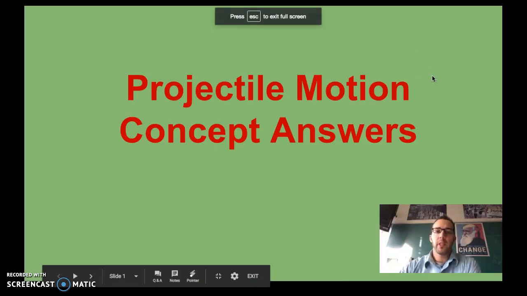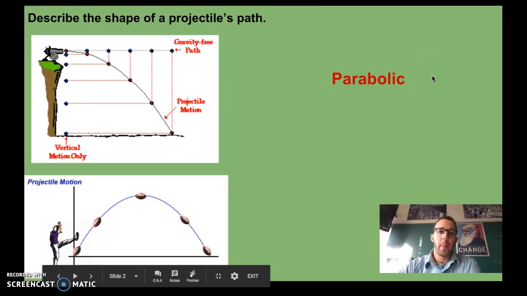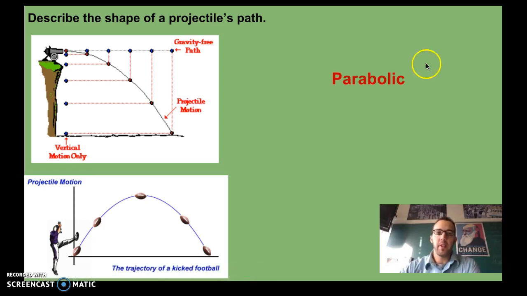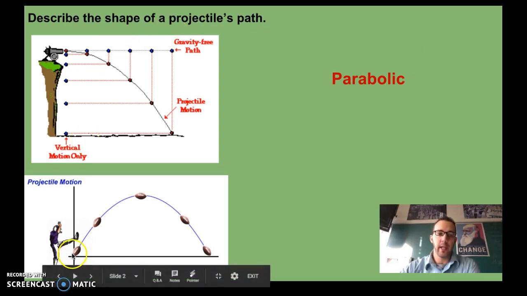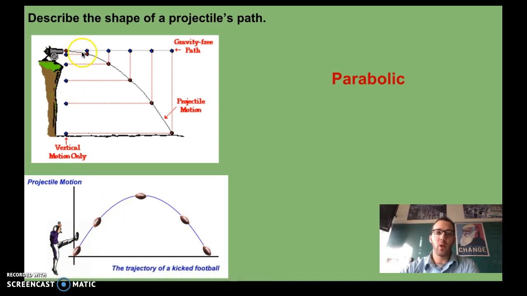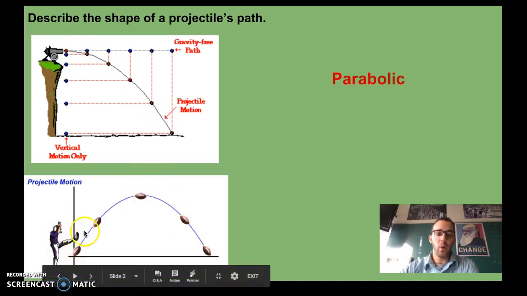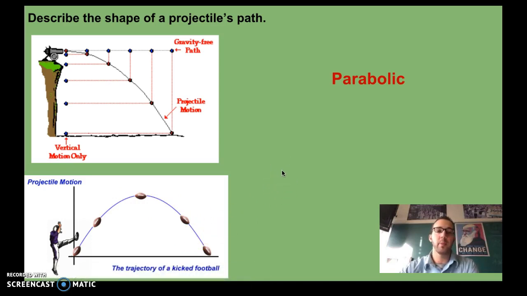These are the projectile motion concept answers. First, describe the shape of a projectile's path. Whether you kick it or hit it upward, or you just launch it horizontally, it's going to be parabolic. So this would be the second half of the parabola, like if I started from here over, or it would be the whole thing upside down if I launch it upward at an angle. But the path is going to be that of a parabola.